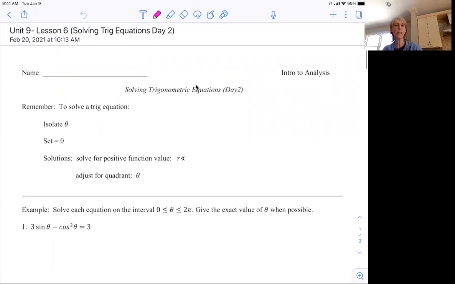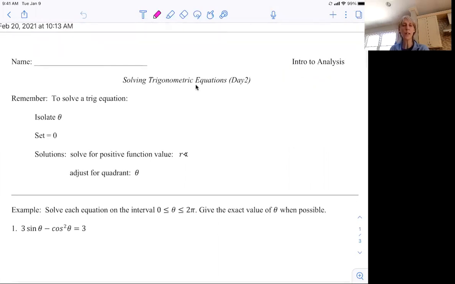We're on Unit 9, Lesson 6, and we're going to be doing our second day of solving trig equations. So remember, when we want to solve a trig equation, we want to isolate theta. Okay. We want to set it equal to 0, solve for the positive function value. That's going to be our reference angle. And then to get our solution, we adjust for the quadrant.